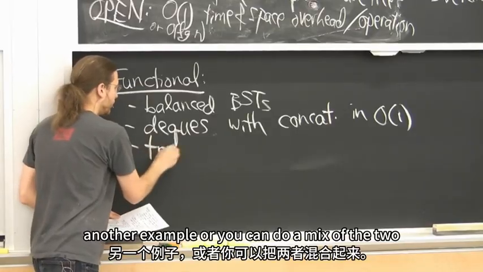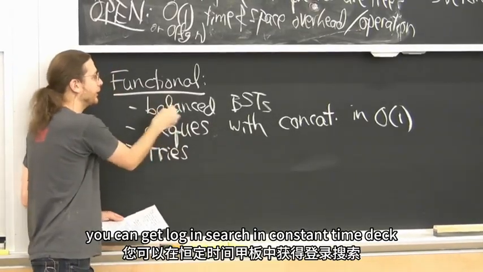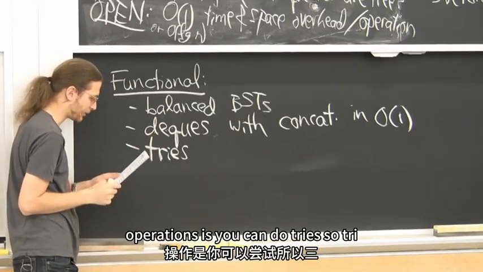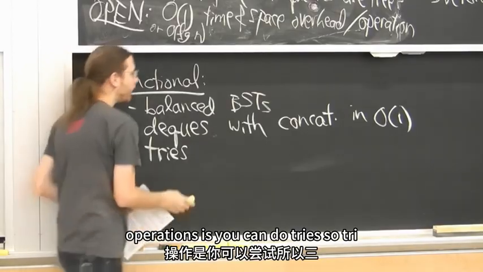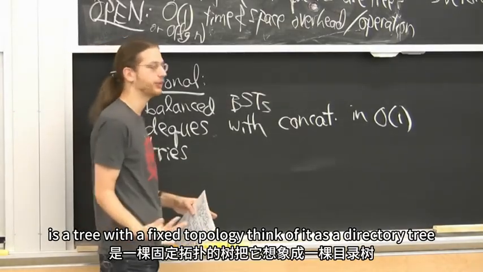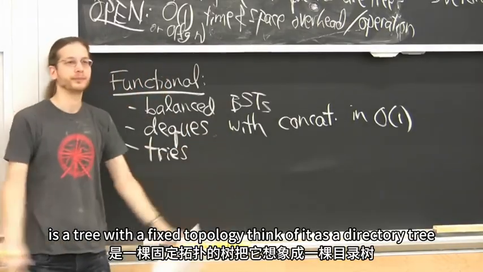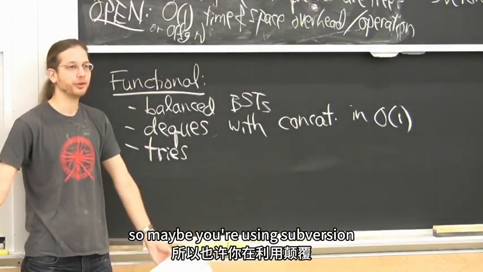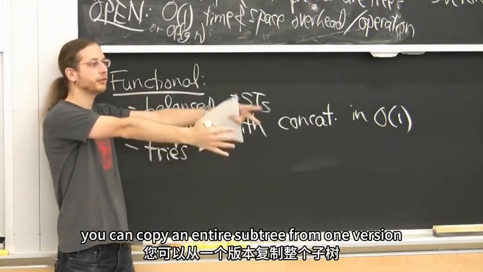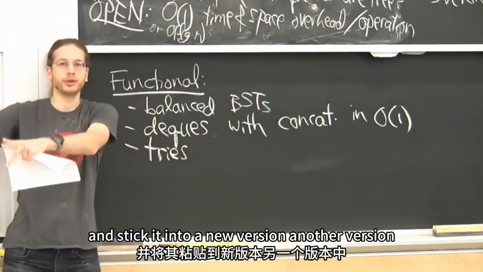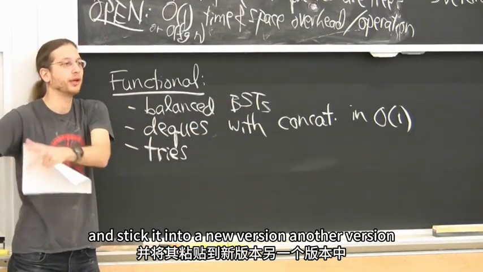Another example, you can do a mix of the two. You can get log n search and constant time DEX operations, is you can do tries. So a trie is a tree with a fixed topology. Think of it as a directory tree. So maybe you're using Subversion. Subversion has time travel operations. You can copy an entire subtree from one version and stick it into a new version, another version.